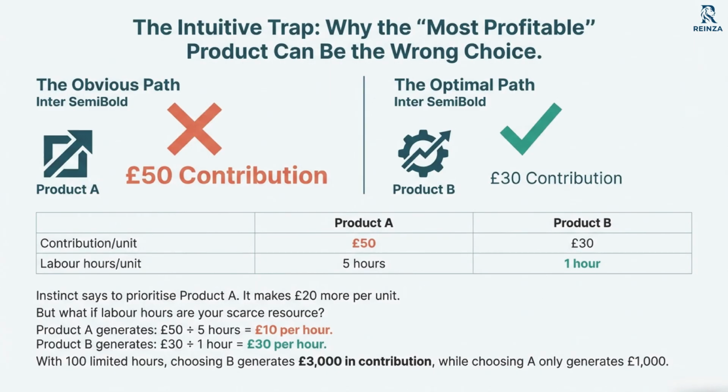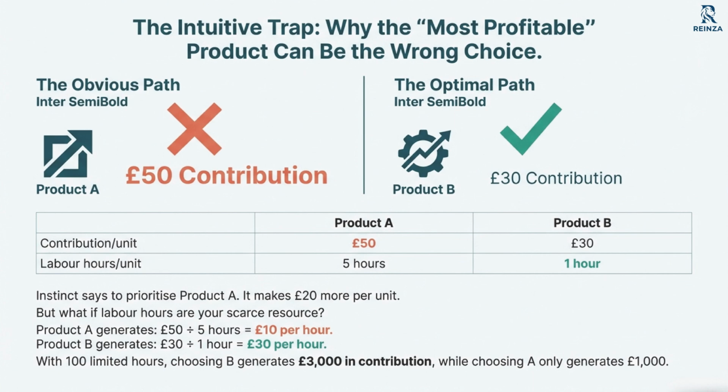Think about what happens if you have 100 limited labor hours available. If you use all those hours to make Product A, you can make 100 divided by 5, which is 20 units. 20 units times £50 gives you £1,000 in total contribution. But if you use those same 100 hours to make Product B, you can make 100 units. 100 units times £30 gives you £3,000 in total contribution. That is 3 times more profit from the same scarce resource.